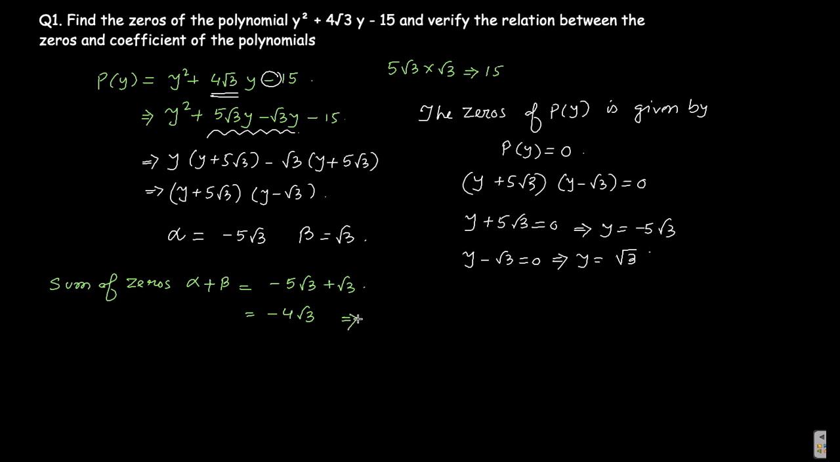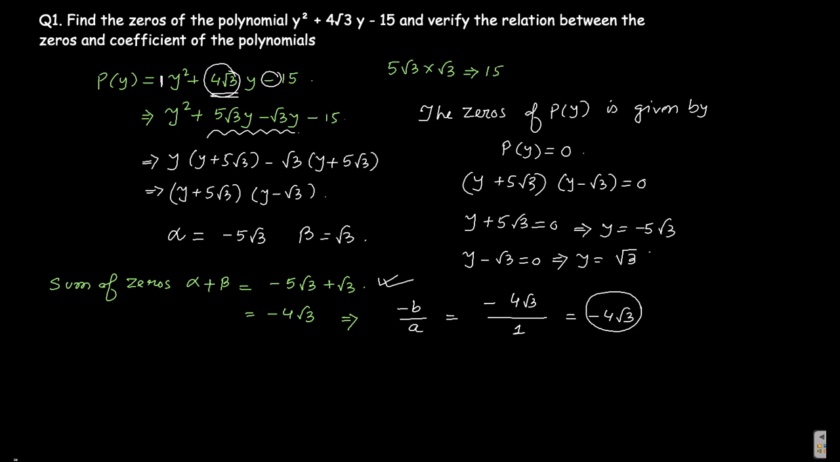What is the sum of the zeros? We know that the sum of the zeros is minus the coefficient of x by the coefficient of x square, that is −b/a. What is b over here? The b is +4√3. So the minus sign is before b, so minus of plus 4√3. And what is a? Here a is 1 because the coefficient of y square is 1, so it becomes −4√3. So the sum of the zeros is satisfied by analyzing this polynomial in the factorized form.